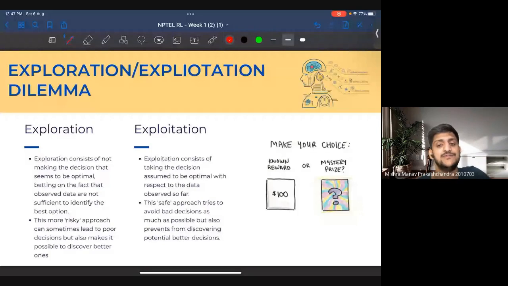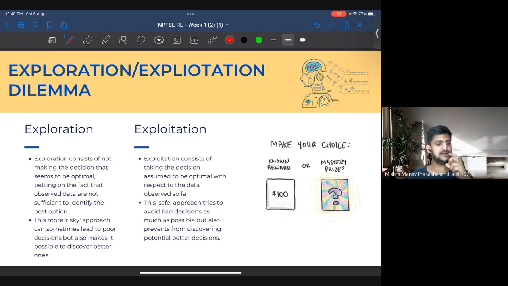However, if you select the mystery box, because it's a mystery, we don't know the underlying distribution or the underlying prize money, or what the dynamics are, or what algorithm it is following that decides the prize money. Unless we try it, we will never know. So selecting the mystery box would be the exploratory action, while selecting the known reward would be considered an exploitatory action. Reinforcement learning suffers from this dilemma between exploration and exploitation. Where do you draw the line, whether you want to explore or exploit?